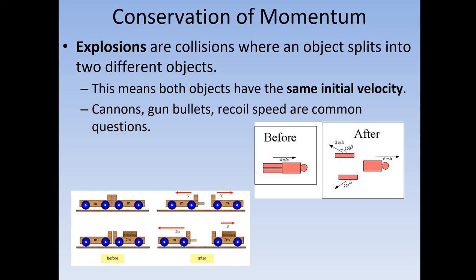And then there's the reverse of the sticking scenario, which is the explosions, where they start as one object and then they split off into two different objects afterwards. And here, the idea is that they start with the same initial velocity and then they end as two separate objects. A lot of times you're going to see this with cannons, bullets, recoil speeds, anything like that is referring to an object that's exploding out.